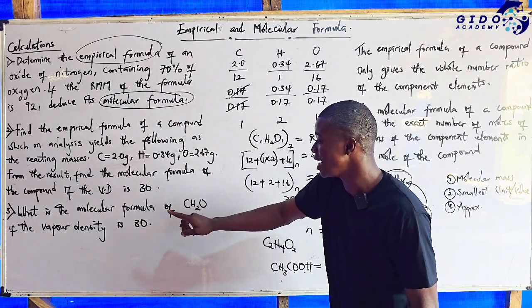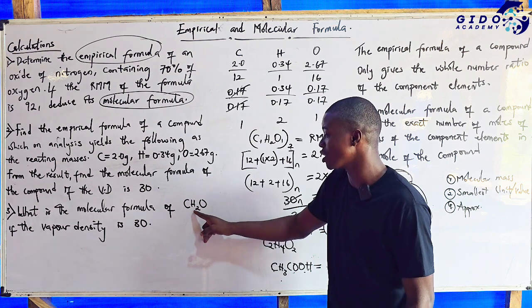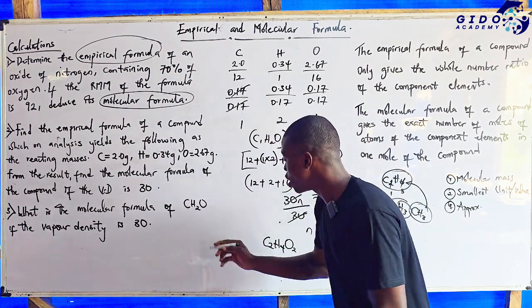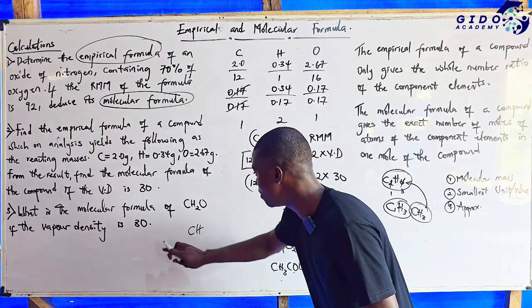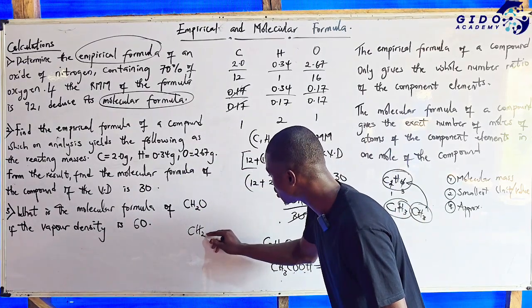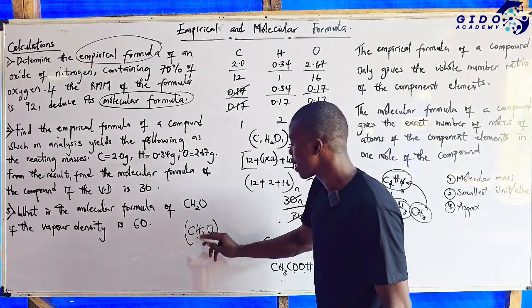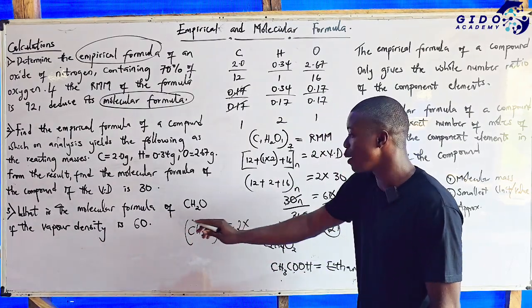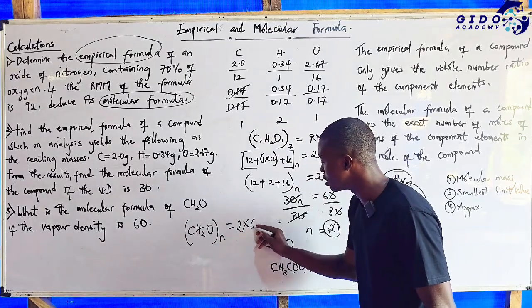But if Jamb those who want to stress it, they will give you this kind of question, which is number 3. Find the molecular formula. They have already given us the empirical formula. And the vapor density is 30. So if you have CH2O, let me increase the vapor density to 60. So if you have CH2O as the empirical formula times N is equals to 2 times the vapor density, which is 60.